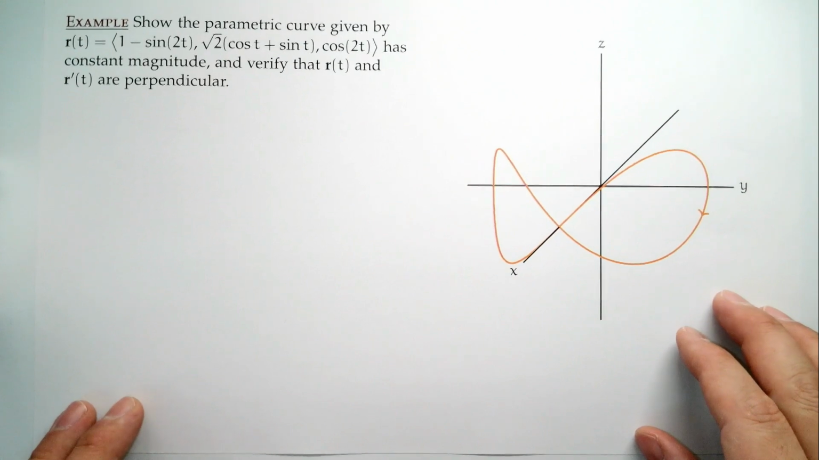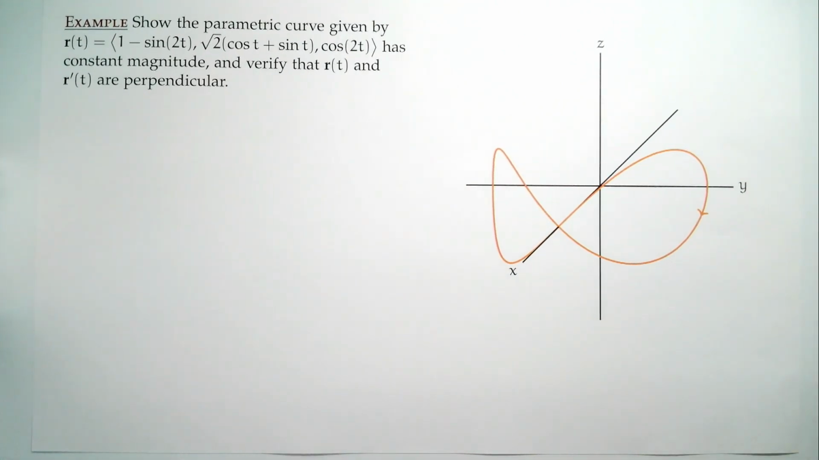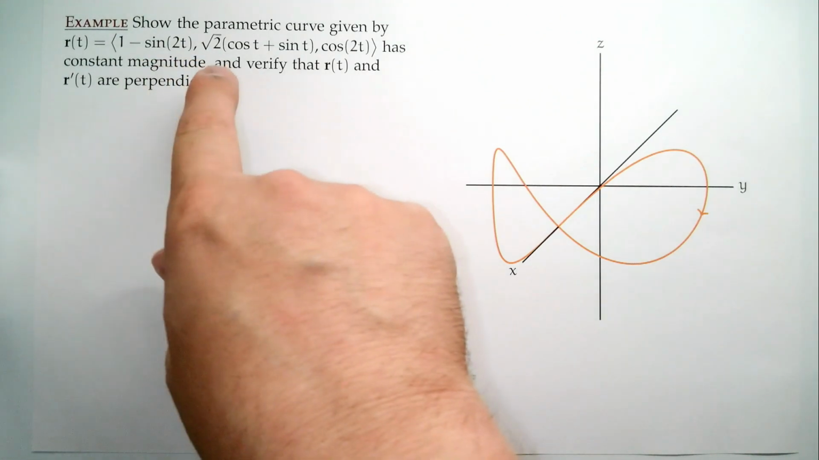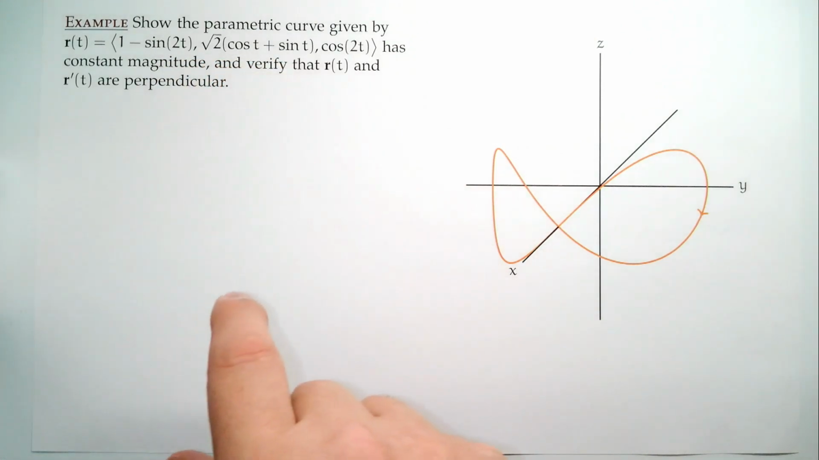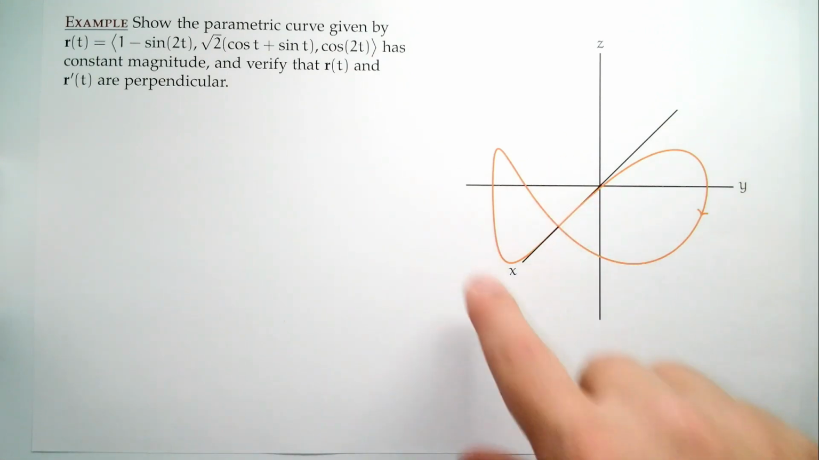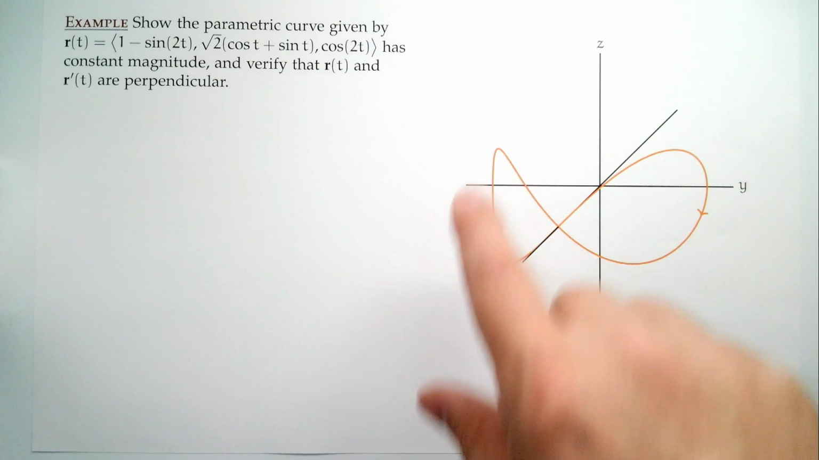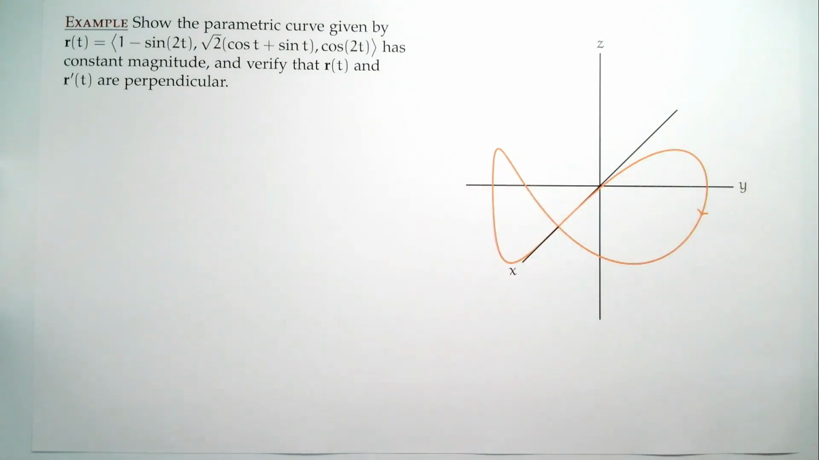So here's a claim. There's a parametric curve, and it's given by the following. r of t is 1 minus sine of 2t as the first entry, root 2 times cosine t plus sine 2t, and then cosine 2t is the last entry. The claim is that this has constant magnitude, and we want to verify that r of t and r prime of t are perpendicular. And this is what the curve looks like. It's a little bit hard to see from the perspective, but it's moving up and down, moving around.